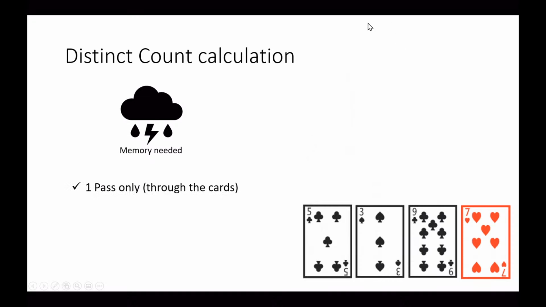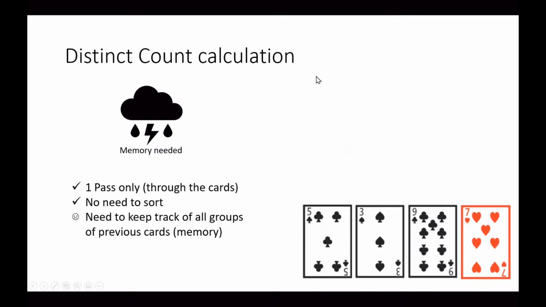So the characteristics are: one pass through the data stored in the data set. There isn't any need to sort for this approach. We need to keep track of every single group of previous cards that you've seen. Now, imagine you're doing something like, I want the distinct count of users that have used Facebook this year. You know, it would be a huge number. That wouldn't be taking seconds to complete using this approach. Each card needs to check if it's new.